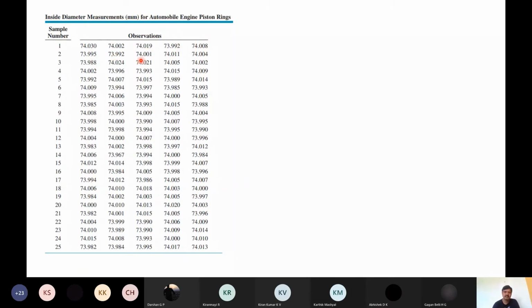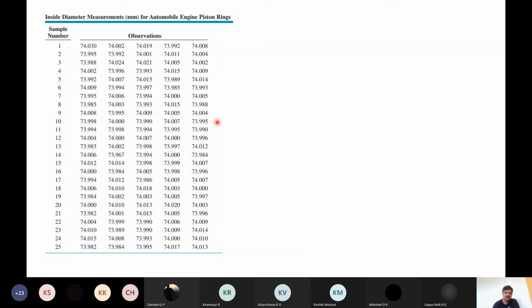Next, here also the same procedure. You have to find out X bar. For finding out the X bar, the sample average procedure is the same. So you have to add all 5 values, divide by 5. You will get the X bar value for sample 1. Similarly, add these 5 values and divide by 5. You will get the X bar value for sample 2. Like that, find out the X bar value for all 25 samples.